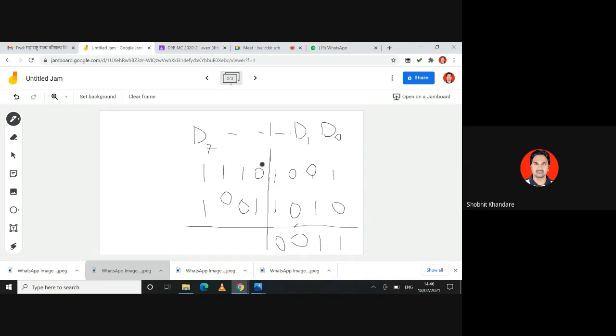So your 1 goes here. So 1 plus 0 is 1. That 1 plus 1 is 0 again, and again there is a carry 1. Then 1 plus 1 is 0, 0 plus 0 is 0. So 0 here and again carry 1. Again here 1 plus 1 is 0, 0 plus 0 is 0. 0 is here. The carry is again here.